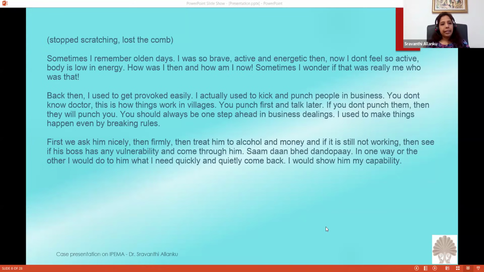And if it is still not working, then we see if his boss has any vulnerability, and maybe we can enter through the boss. So he's saying Sam Dan Bhed Dandopai, meaning hook or crook, one way or the other, we will have to make things happen. So he is saying in one way or the other, I would do to him what I need to do, quickly and quietly come back. So this is all source language. And he says, I would show him my capability. See very clearly how he's showing very clear me, very clear you, and a very clear versus in between. So he knows very clearly who the enemy is and what he needs to do to them.